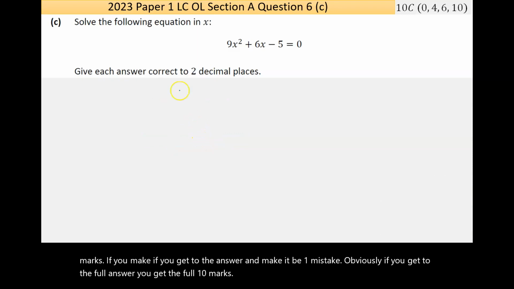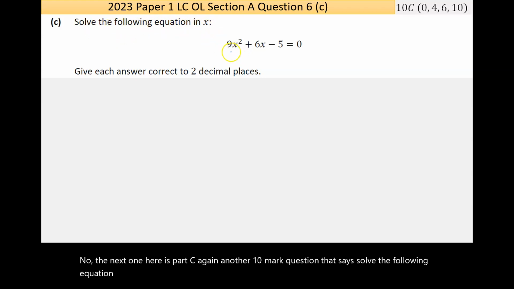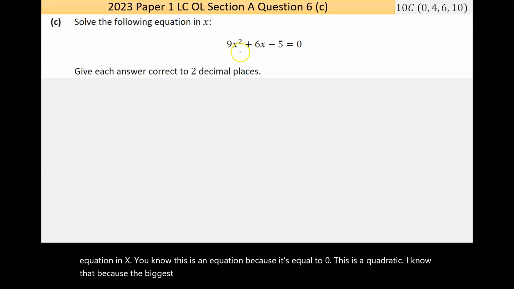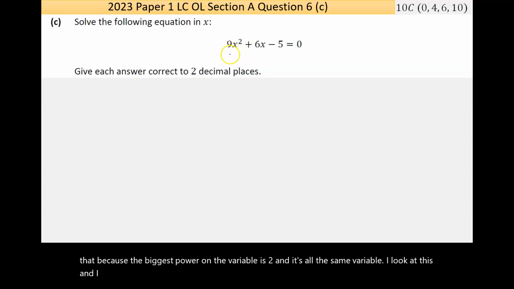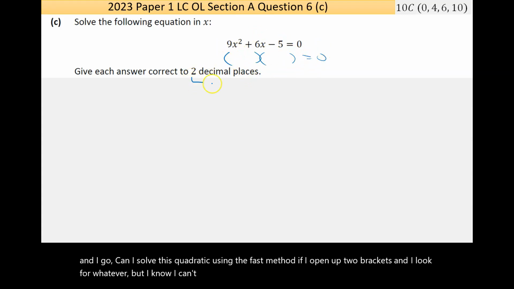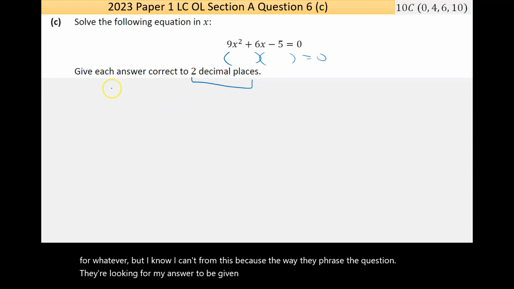Now, the next one here is part C. Again, another 10-mark question. It says solve the following equation in x. Okay, now this is an equation because it's equal to 0. This is a quadratic. I know that because the biggest power on the variable is 2, and it's all the same variable. I look at this and I go, can I solve this quadratic using the FAST method, where I open up 2 brackets and I look for whatever? But I know I can't from this because the way they phrase the question, they're looking for my answer to be given in 2 decimal places.